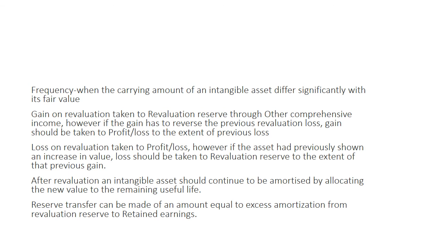When we speak about excess amortization, we mean the change in amortization of an asset as a result of revaluation. Maybe before revaluation you had amortization of 2 million, but now there is 3 million as amortization. So the difference is taken from the revaluation reserve to retained earnings.